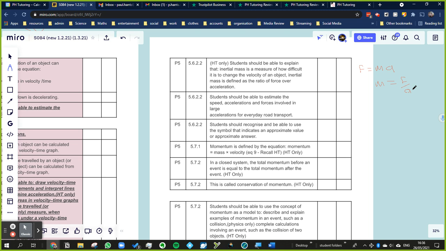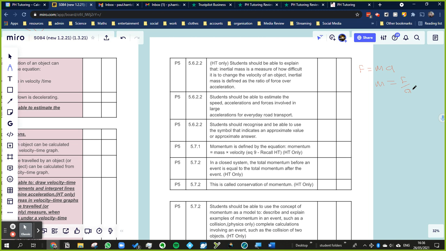So how hard it is to get something to start to speed up. And you can imagine that, right? Something really, really heavy, you start to push it and it hardly seems like it's moving at all at first. And then it just starts to gain speed. And likewise, if you wanted to slow something down that was very heavy, it would be very difficult for the same reason.